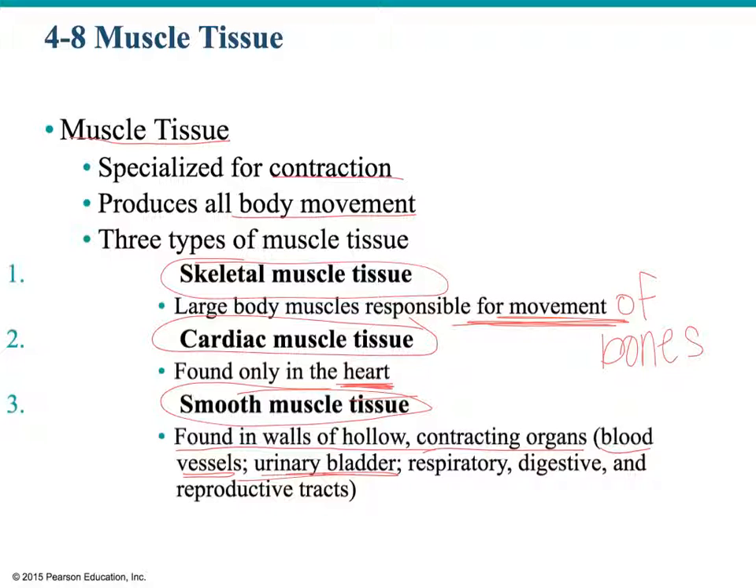I'm not sure which part of the respiratory tract would have it. A lot of your respiratory tract is connective tissue and blood vessels. But the digestive system definitely is lined with smooth muscle. And the reproductive tracts, yeah, I guess you got to move stuff along the reproductive tracts.